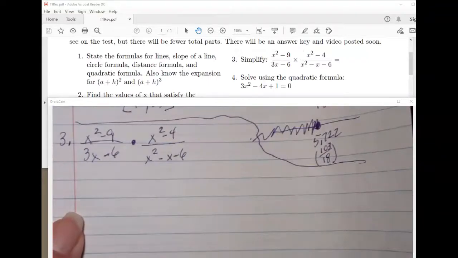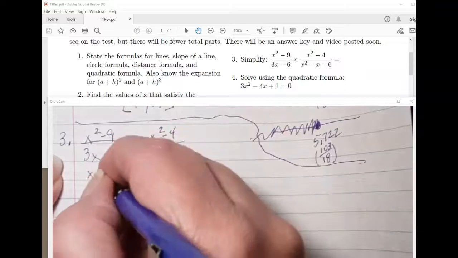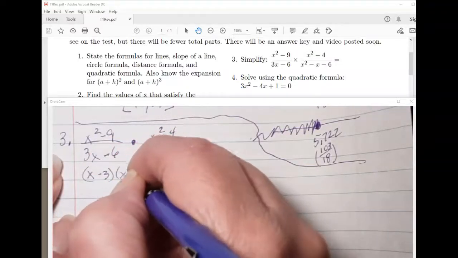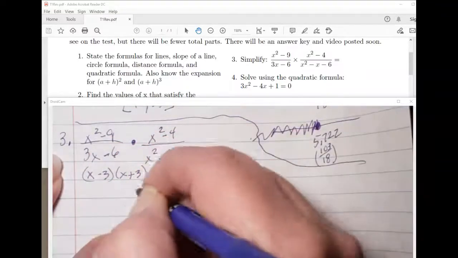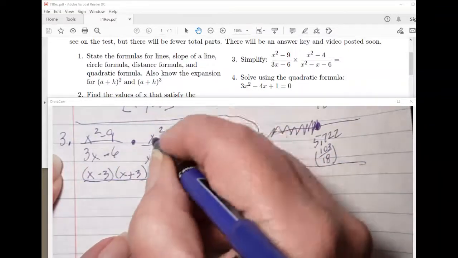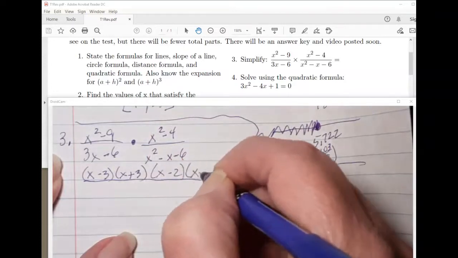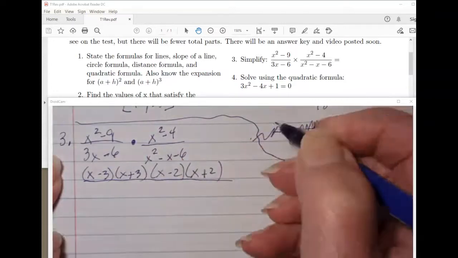For problem number 3, I need to factor first. So this is a difference of squares that factors as x minus 3 times x plus 3. Since it's multiplication, I'm just going to keep writing across. This will be x minus 2, x plus 2, or x plus 2, x minus 2. It doesn't matter which order you put them in.